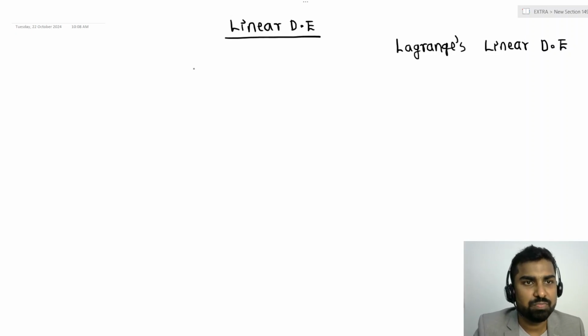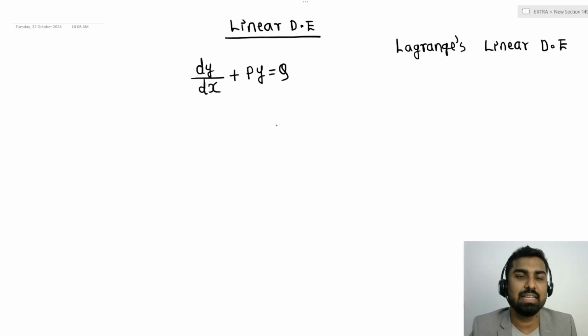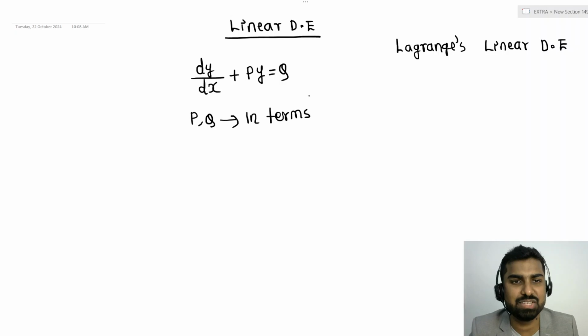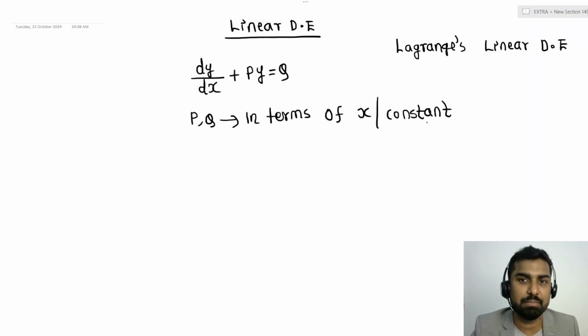A differential equation can be represented in the form dy by dx plus py equal to q. This is called a linear differential equation. But we have a certain set of conditions here. The condition is that p and q are in terms of x. If I am considering this differential equation, it is necessary that p and q are in terms of x, or if not x, they can be constants as well.